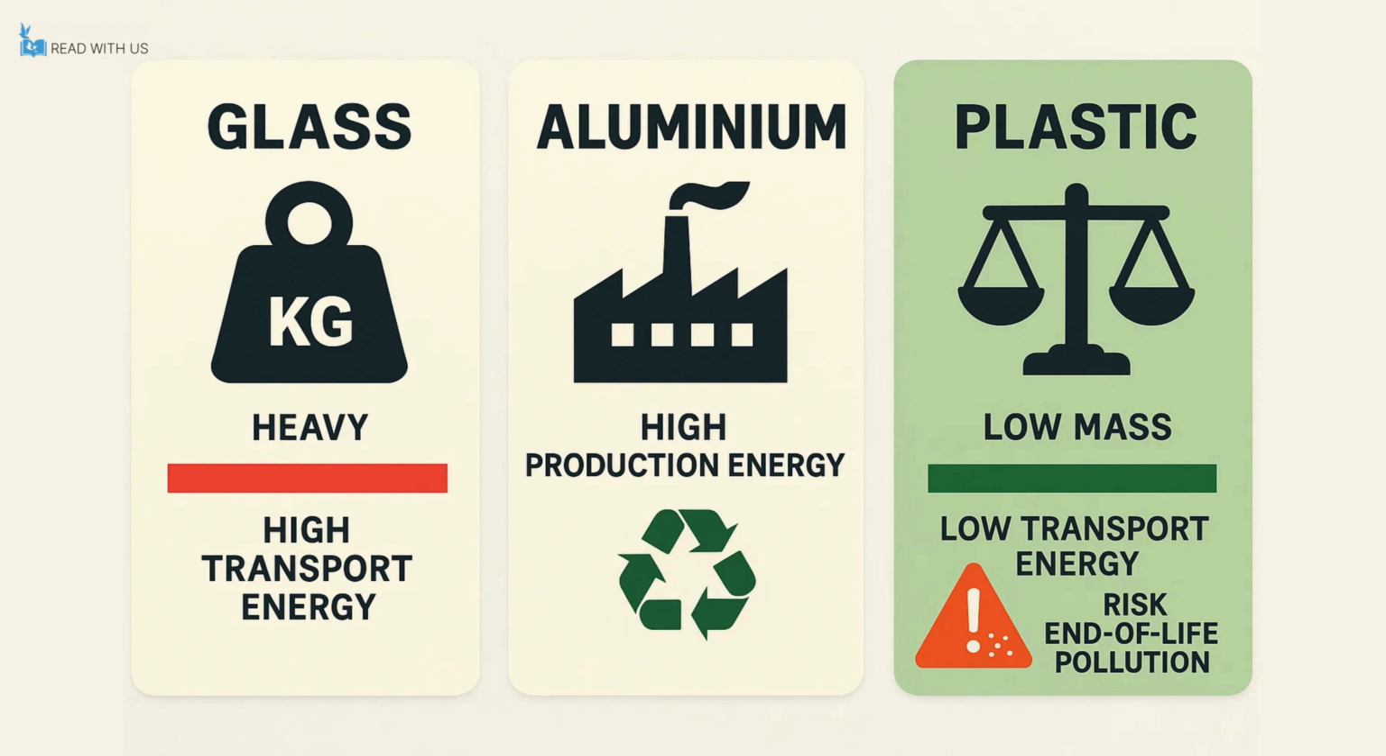The inventory shows that glass is heavy, so transport energy is high. Aluminum needs a lot of energy for production, but recycles very well. And plastic uses less mass and transport energy, but can create end-of-life pollution if not collected.